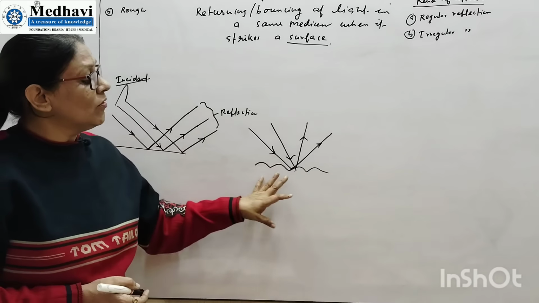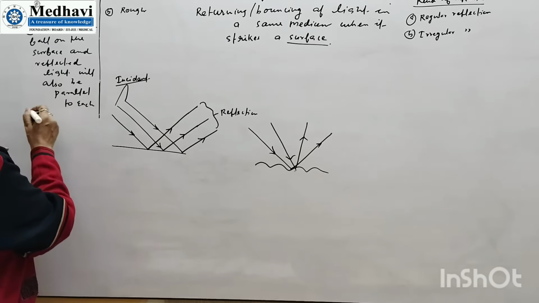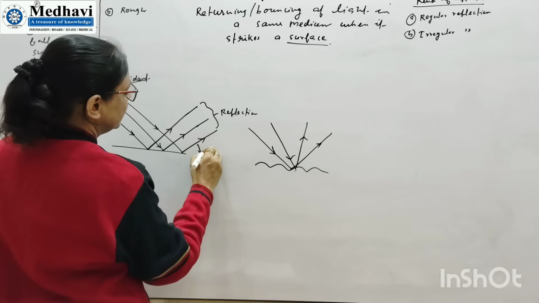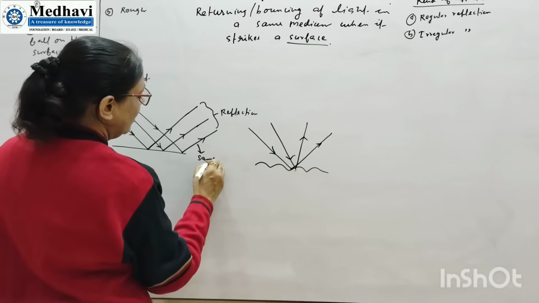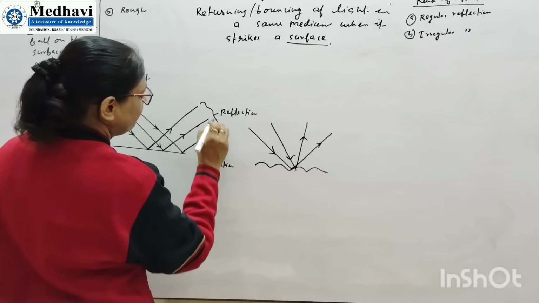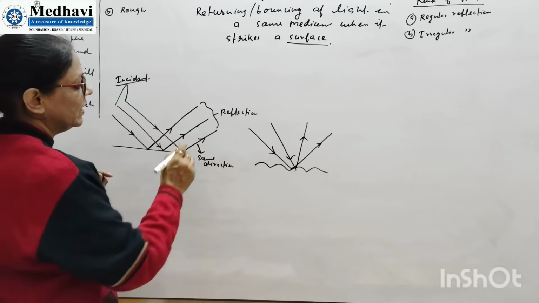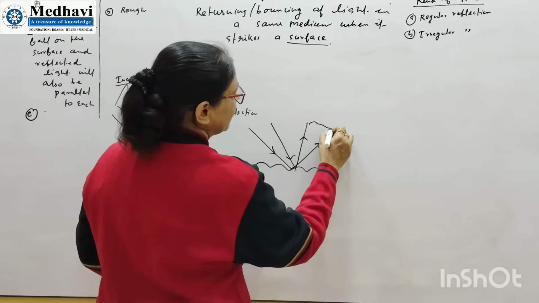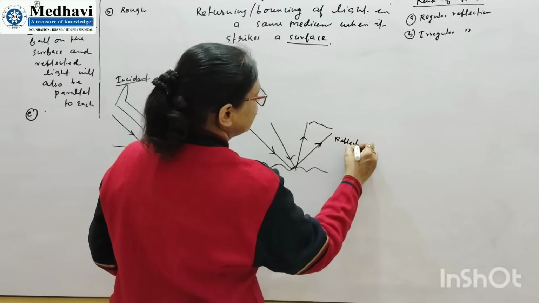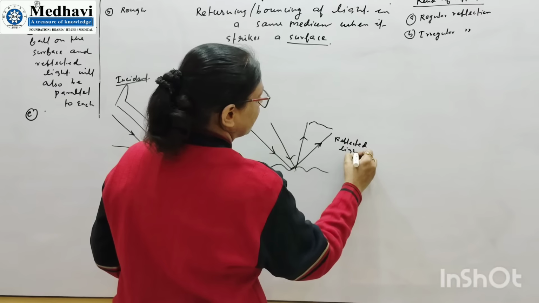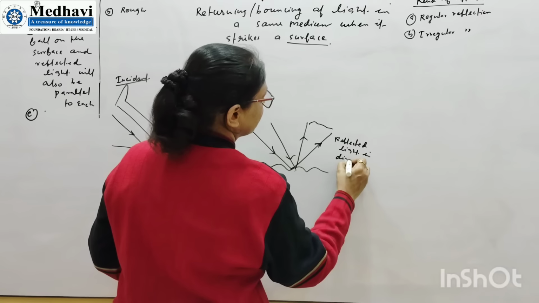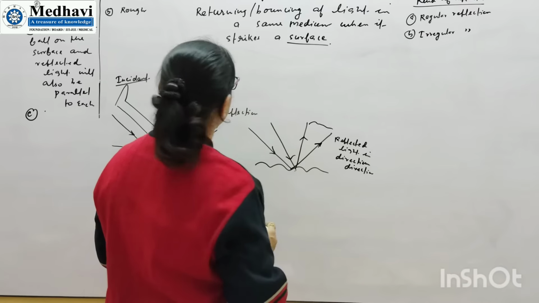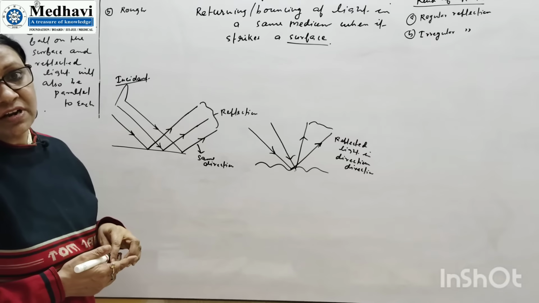So in regular reflection, because the direction is fixed, the parallel light goes in the same direction. All parallel light, all reflected light will go in the same direction, and we will see it. Here, in irregular reflection, reflected light will go in different directions.